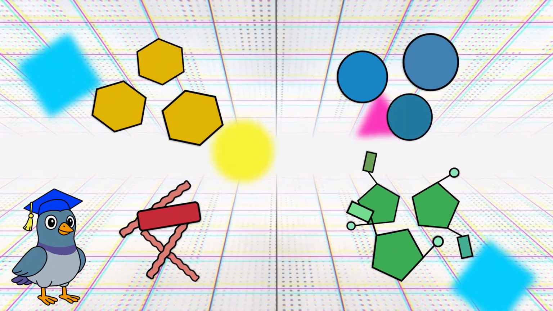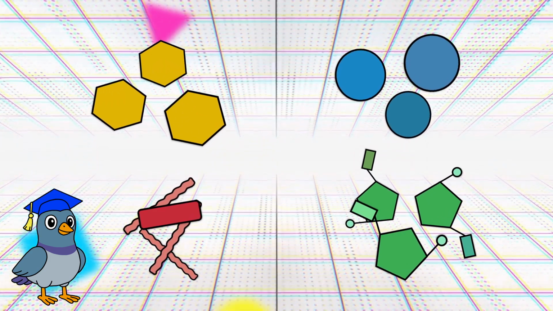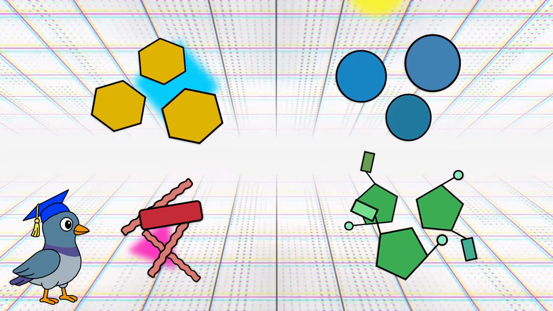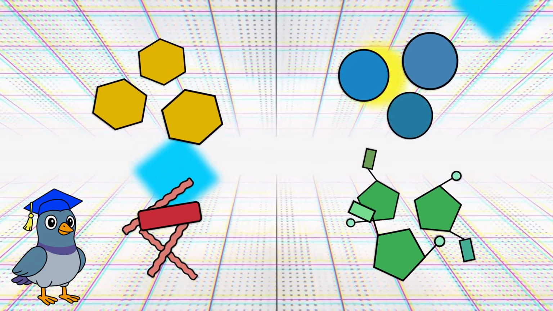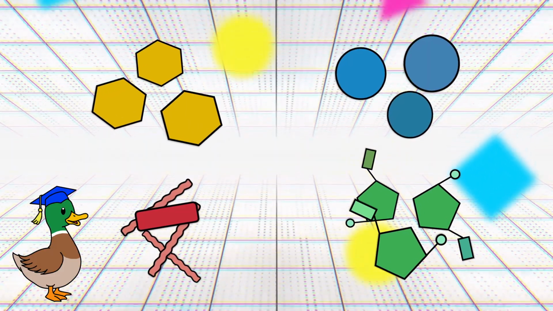Wait. So when I eat an apple or something, my body is digesting the biological macromolecules through hydrolysis? And when my body goes to build biological macromolecules from those nutrients, it uses dehydration synthesis? Exactly. Now that we know how biological macromolecules are made, let's get into it.